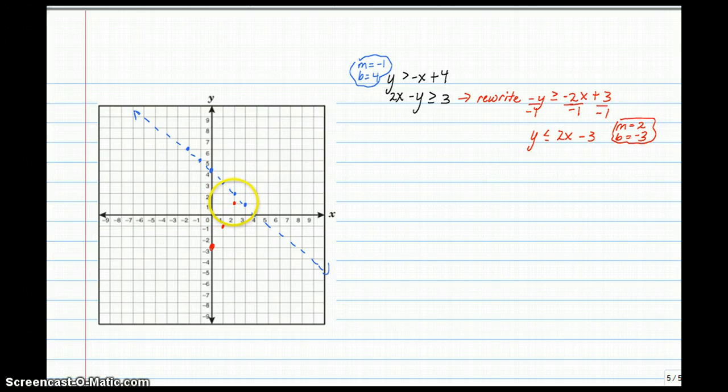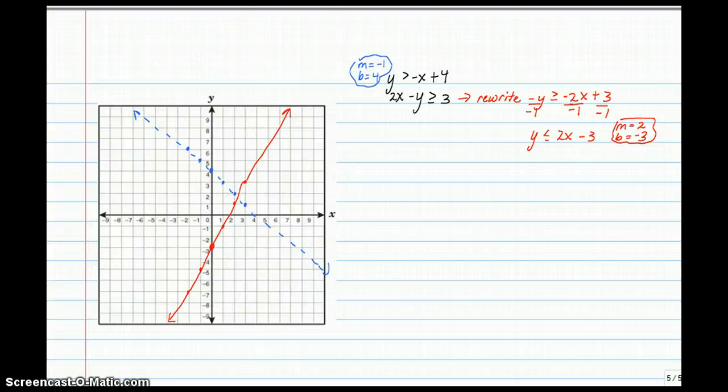Up 2 over 1, and then I'm going to go back here, down 2, back 1, down 2, back 1. I think I'll go up one more time, up 2 over 1. Okay, now this is a solid line because it has the equal to sign. So you want to connect your points, make nice long lines. Again, you're using a straight edge, so your lines are going to look a whole lot better than mine. Okay, you've got 2 lines.